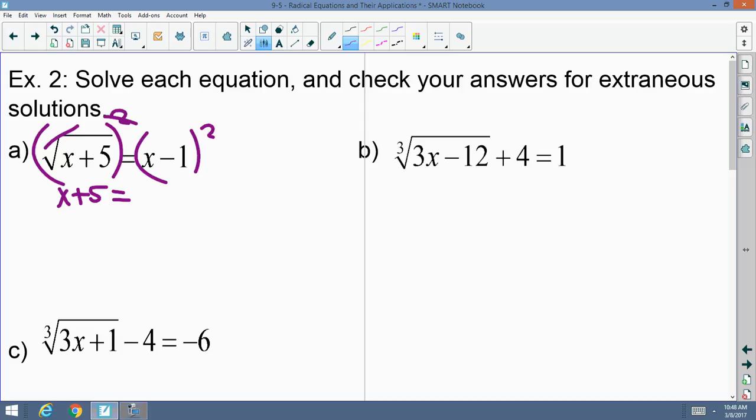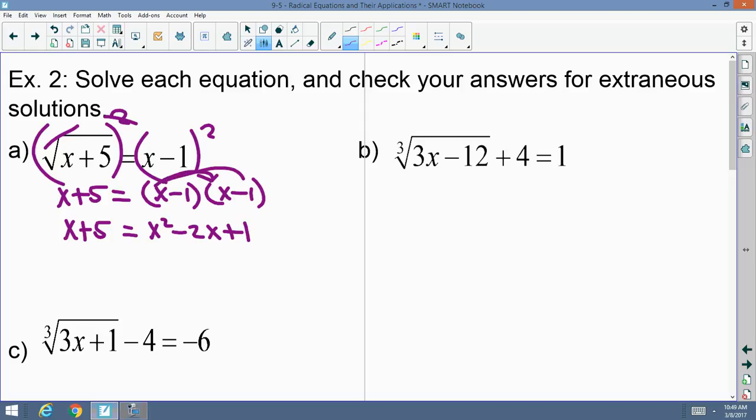I'm going to do this the long way, but this is why I've been harping on you guys. Learn your perfect square format. Learn your difference of squares format. Check it out. This x minus 1 squared is x minus 1 times an x minus 1. So this is x plus 5 equals x squared minus 2x plus 1. Because x times x is x squared, negative 1 times x, negative 1 times x, negative 1 times negative 1.